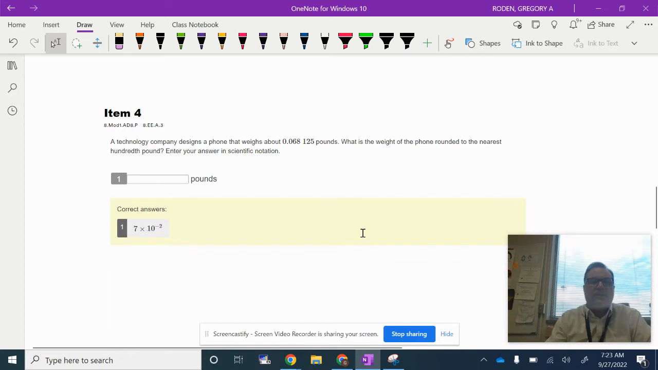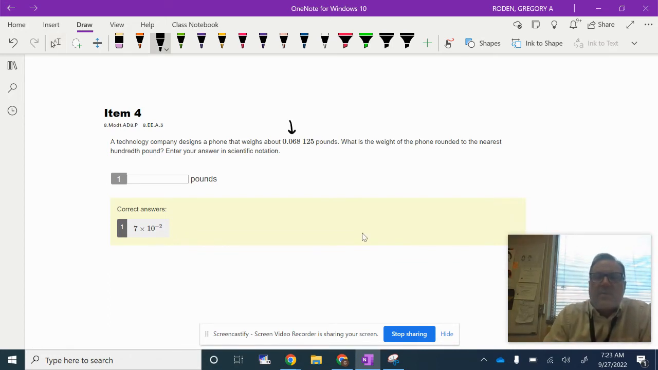Okay, a technology company designs a phone that weighs this many pounds. What is the weight of the phone to the nearest hundredth of a pound? Enter your answer in scientific notation. Okay, so first of all, let's put it in scientific notation. It's going to be 1 scoop-de-loop, 2 scoop-de-loops.